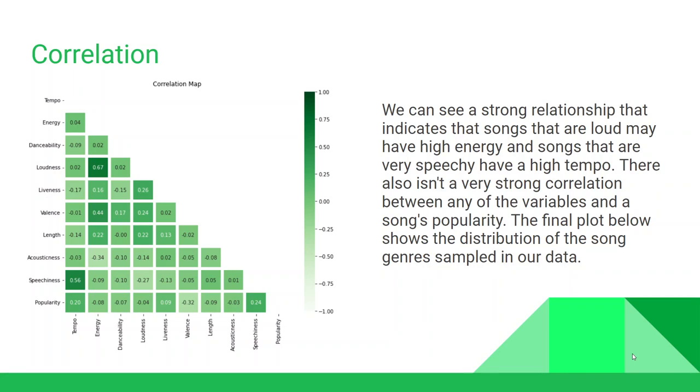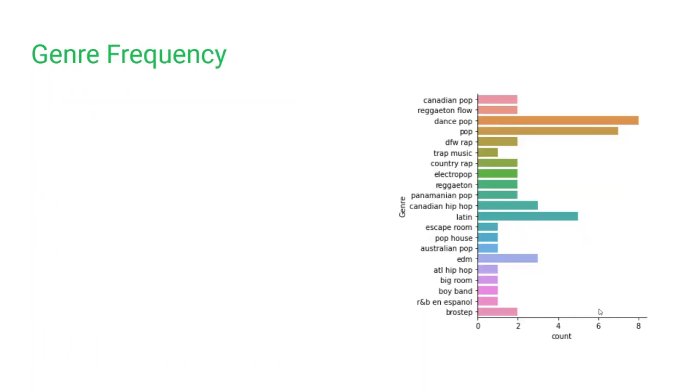The final plot below shows the distribution of the song genres sampled in our data. So you can see them all here. Tempo's a little bit messed up if you can't read this up here. But you can see it. Oh, it's messed up in both places.